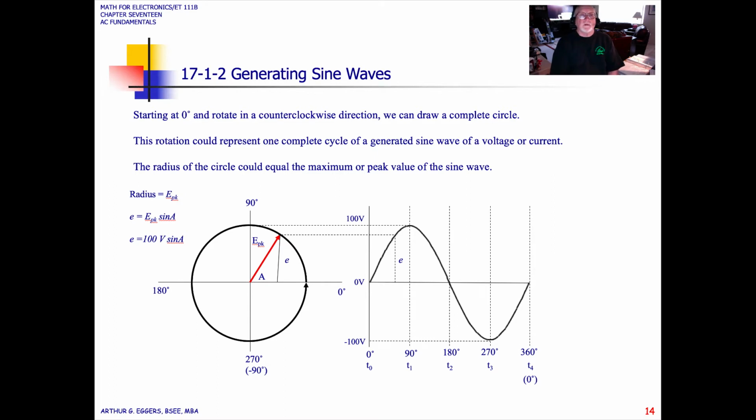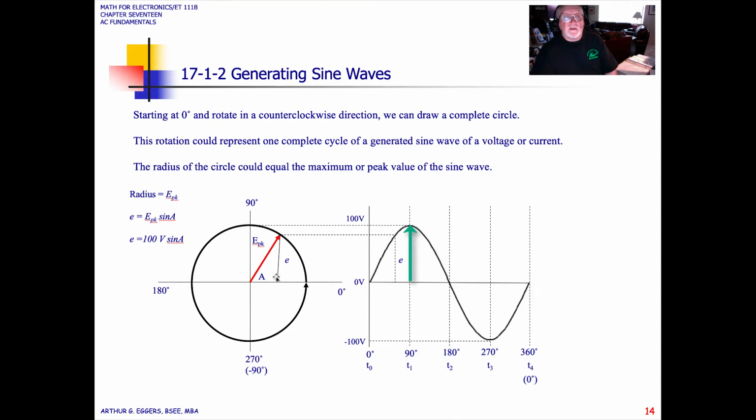that starting at 0 and rotating in a counterclockwise direction, we can draw a complete circle. This rotation then represents one complete cycle of generating a sine wave of voltage or current. And you'll notice here that the length of the vector or the phasor on the circle out to the circumference exactly relates to the points on the sine wave as they're being plotted with time. So the radius of the circle could equal the maximum or peak value of the sine wave.